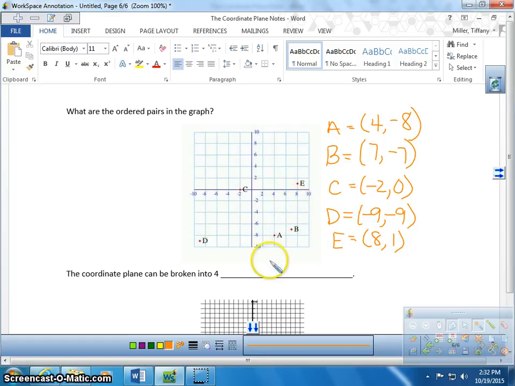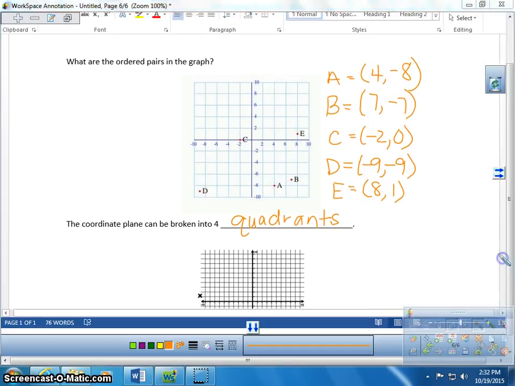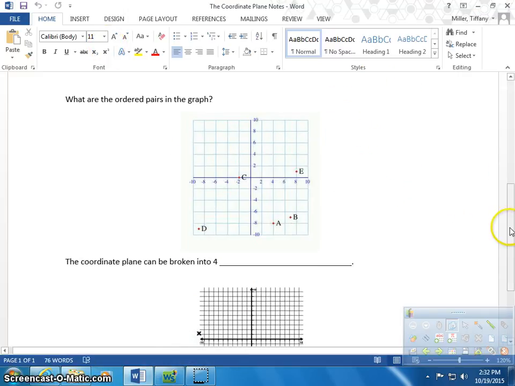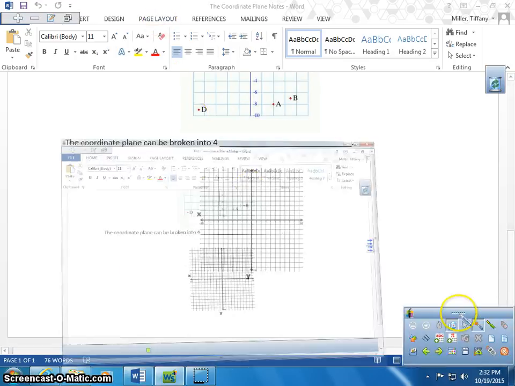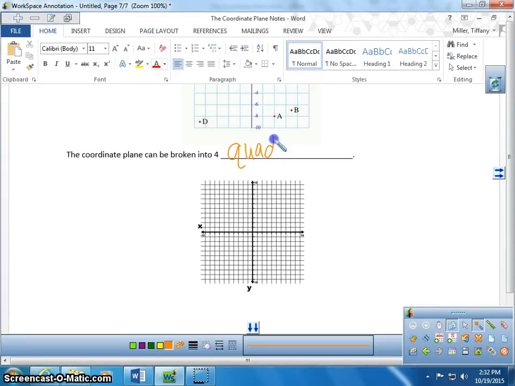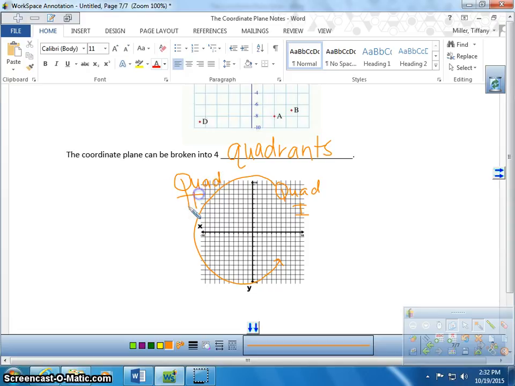The coordinate plane can be broken into 4 quadrants. Quad means 4. Okay, so we're going to label our 4 quadrants. Each quadrant has something special about it. So if you remember from previous years, we know that we start here at quadrant 1. And then we work backwards. This one's quadrant 2. This one's quadrant 3. And this one's quadrant 4.